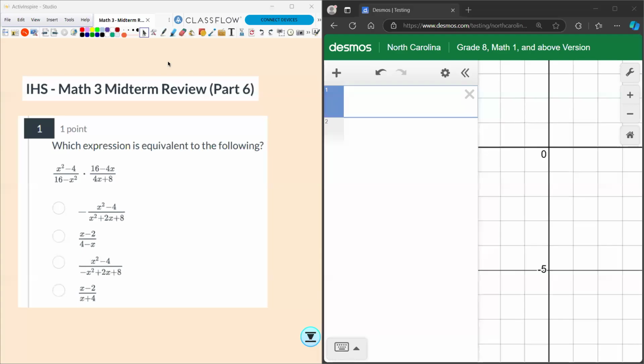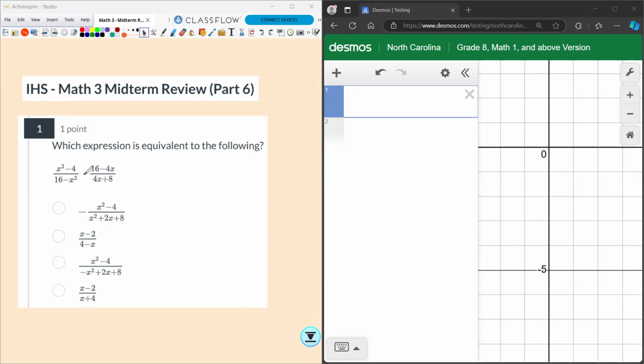Midterm review, part six, number one. Which expression is equivalent to the following? In these types of questions, this isn't really a long division or synthetic division problem, because you see much more complicated expressions. So we would have to factor those to be able to simplify it the best we can.